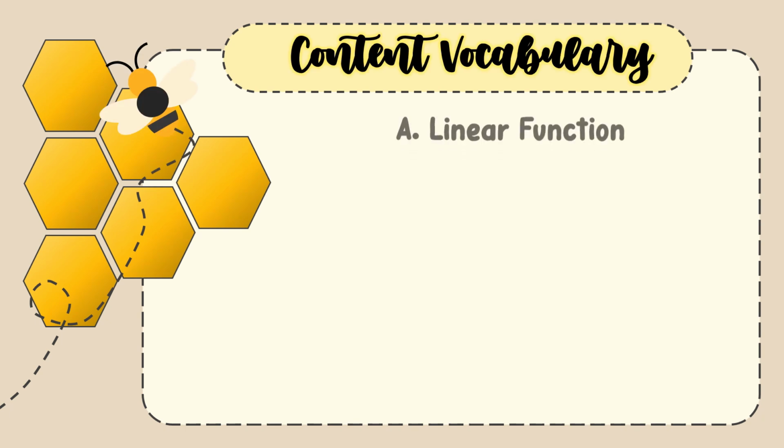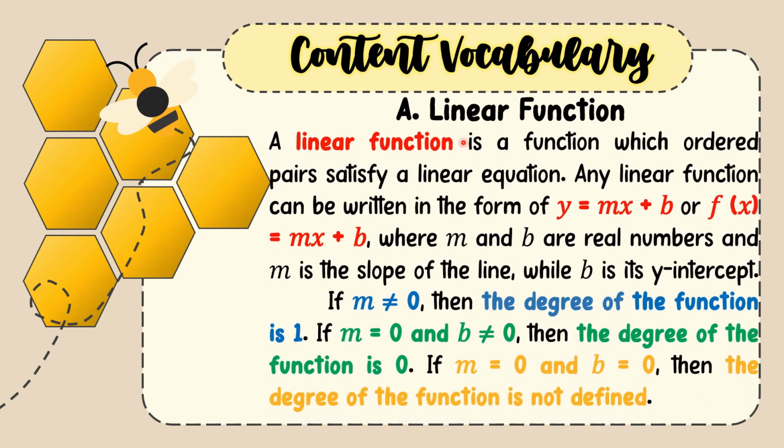Now, what is a linear function? A linear function is a function whose ordered pairs satisfy a linear equation. Any linear function can be written in the form y = mx + b or f(x) = mx + b, where m and b are real numbers and m is the slope of the line, while b is its y-intercept.